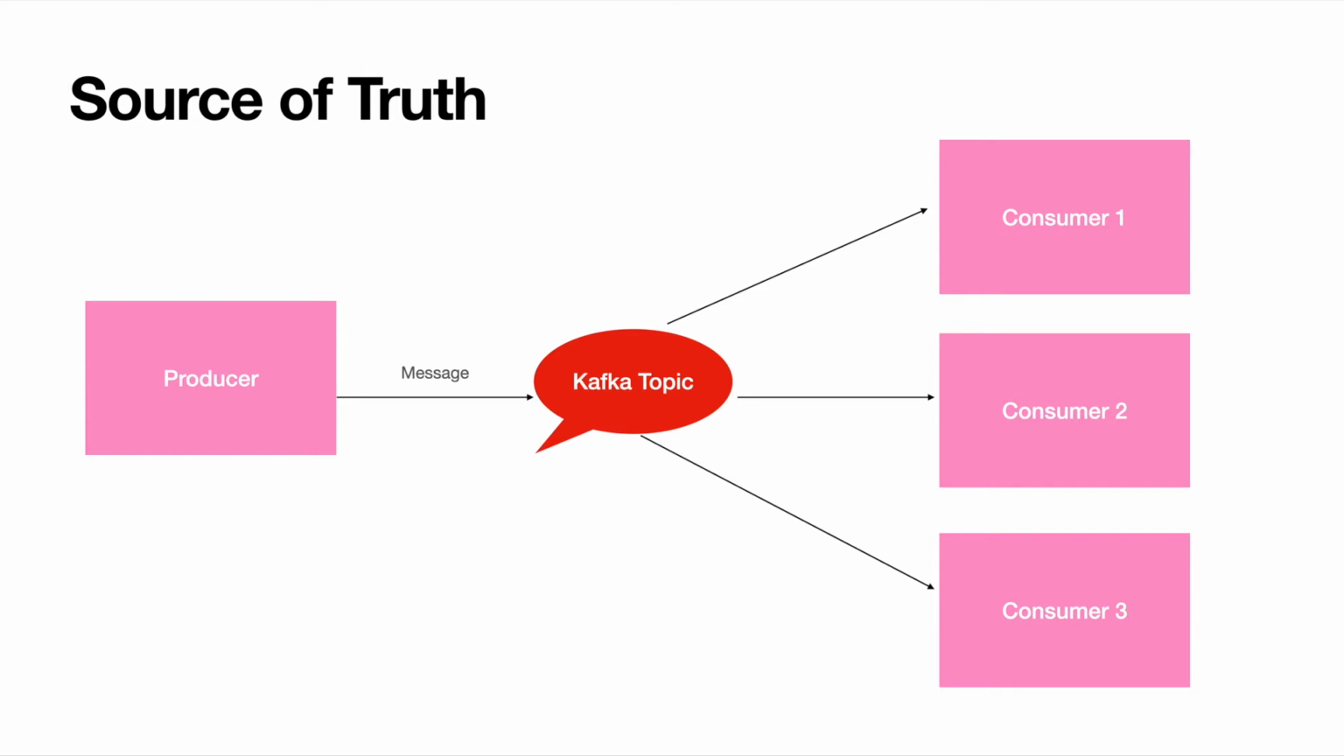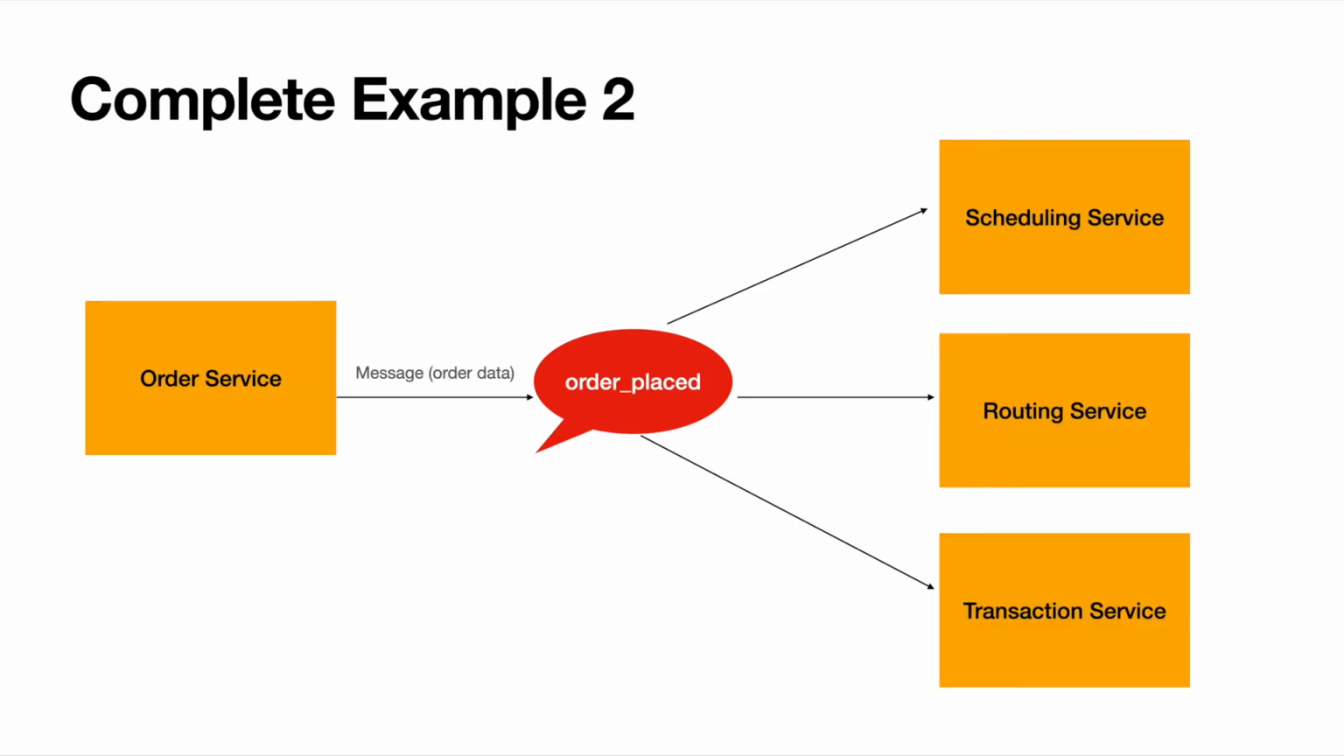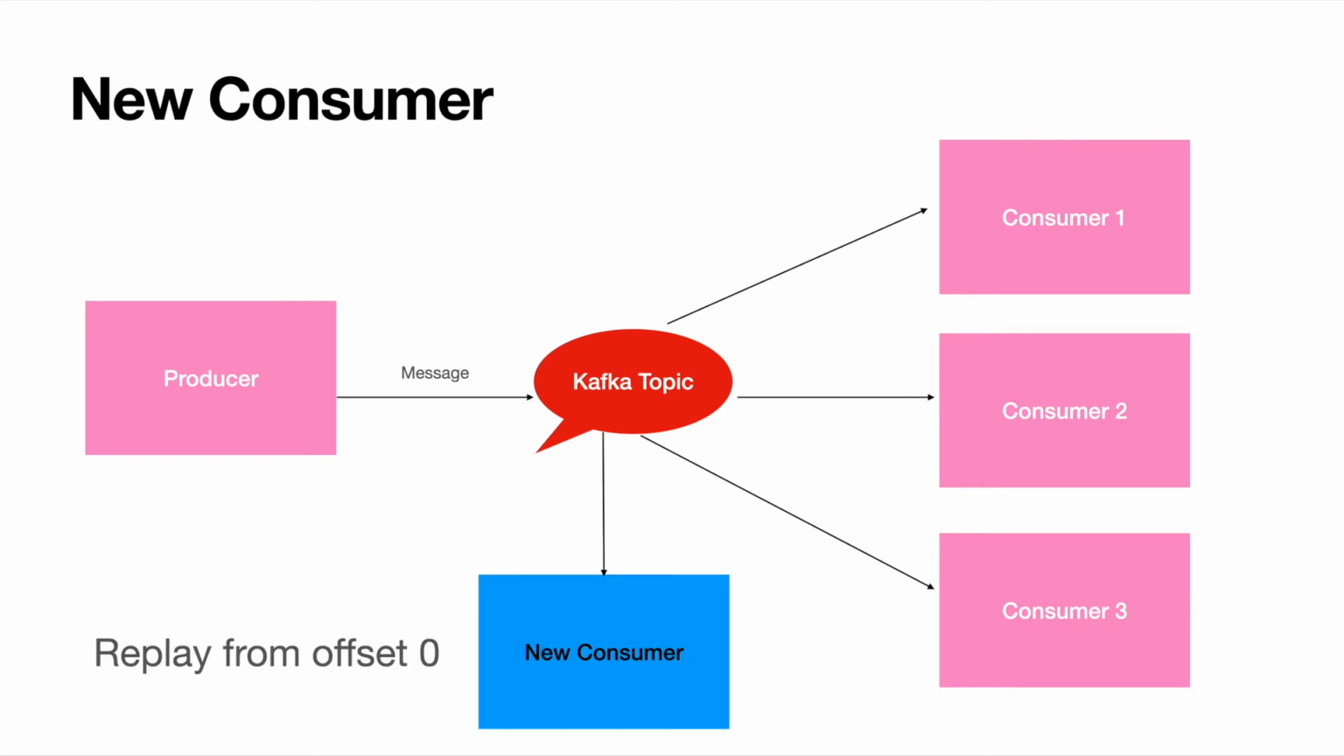Whenever you have a new consumer that needs to go through all the orders that were placed and do some processing, you can just create the consumer and start listening to the topic from an offset of 0. Let's say we have the new consumer, which is the blue box at the bottom. If you wanted to start processing from the first message ever written to the topic, you can just tell the consumer to start consuming from an offset of 0.